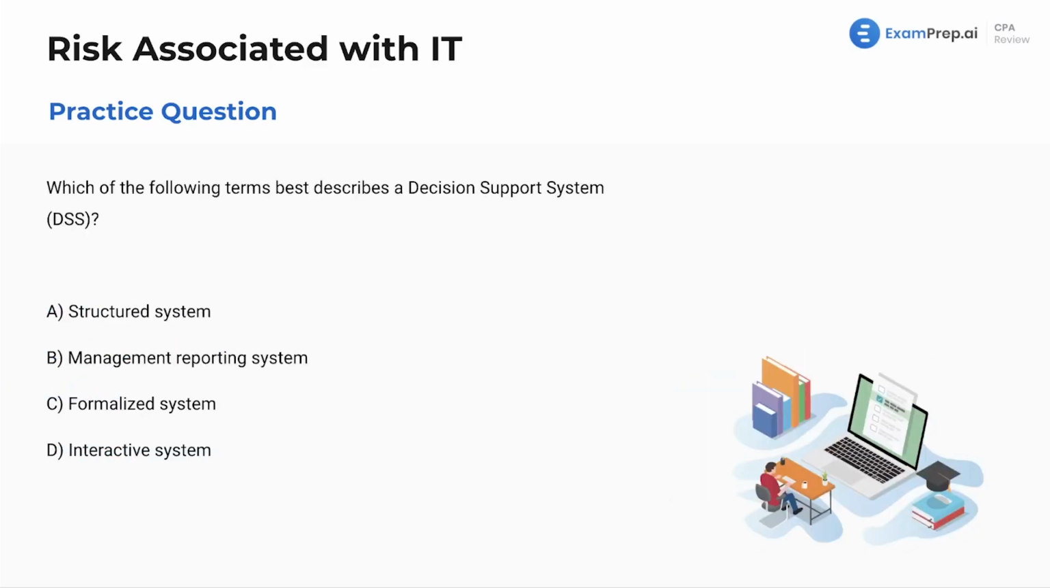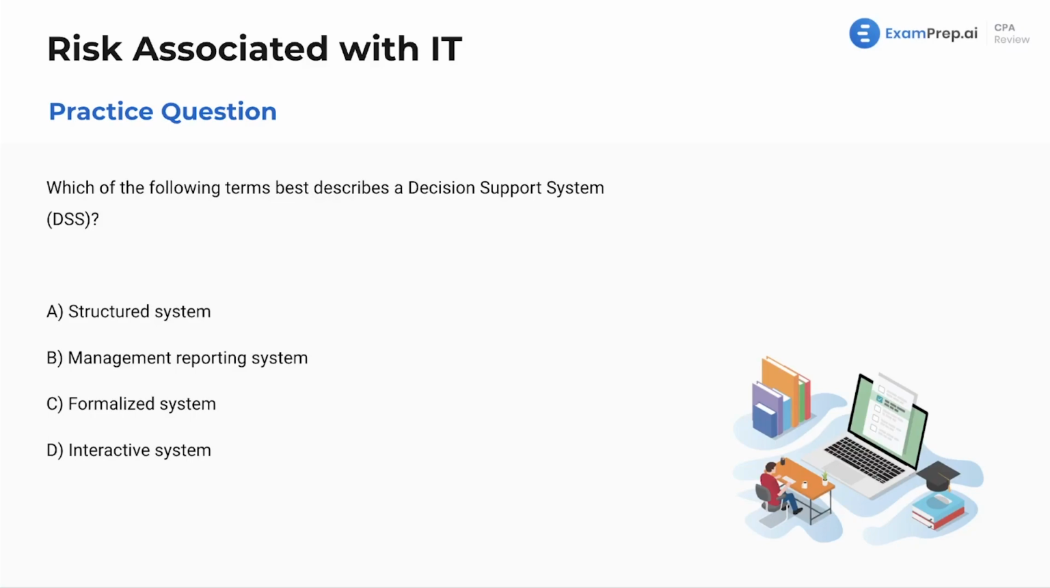Which of the following terms best describes a decision support system? Well, we saw this before, two questions ago. We had our decision support system and management or executive support system. And again, those help you make decisions. Those probably help more the executive level, but they help them make decisions. And as such, which of these best describes that?